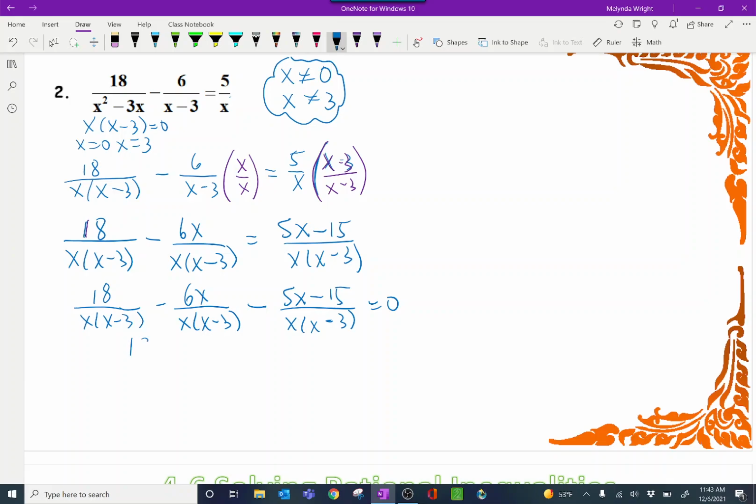So 18 minus 6x minus, and we have to be sure to distribute the negative to both of those terms up there. I like to put a little parenthesis to remind me to do that. Let's combine like terms. Negative 6x minus 5x is a negative 11x. We have 18 minus a minus 15, so that's 18 plus 15, which is 33.